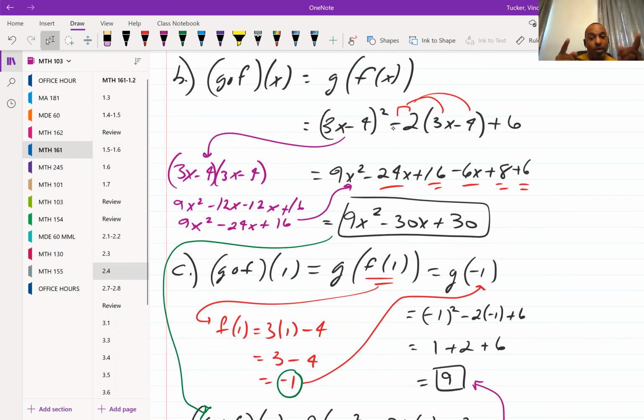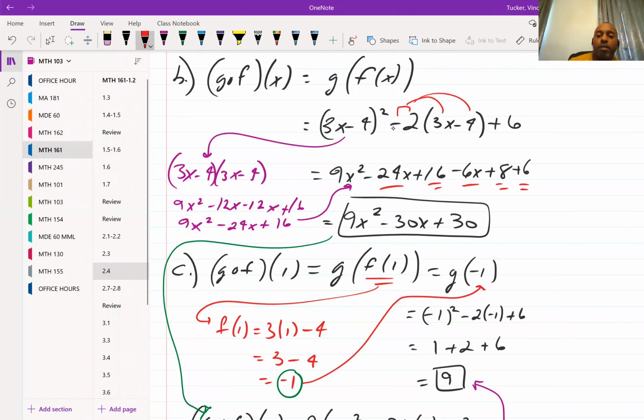So if I have 1 for x, that means f of 1 I'll be plugging into g. So I can find f of 1 first, which is what I did right here. Remember, f of x is 3x minus 4. So f of 1 would be 3 times 1 minus 4. 3 times 1 is 3. Minus 4 is going to be negative 1.